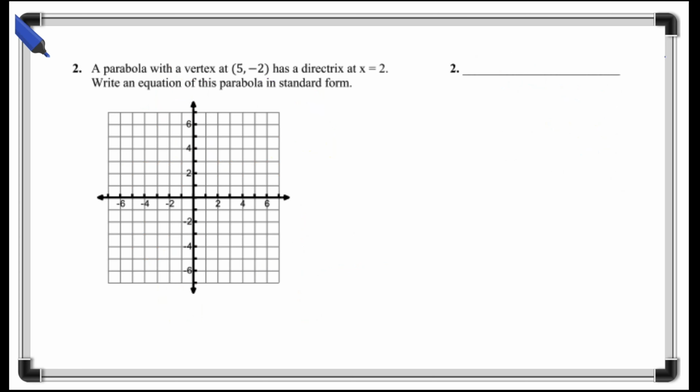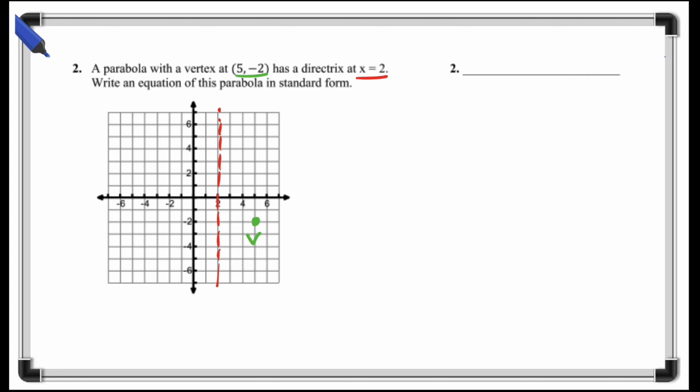All right, so here we have a parabola with a vertex of 5, -2. So let's take 5 and then -2. This is going to be our vertex here. Now, this parabola has a directrix at x equals 2. So here is x equals 2. There's our directrix. Now we want to write the equation of this parabola in standard form.